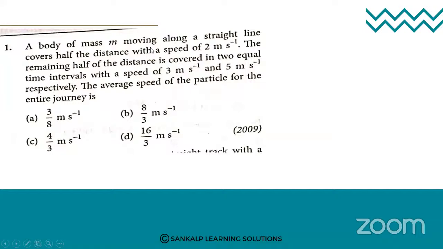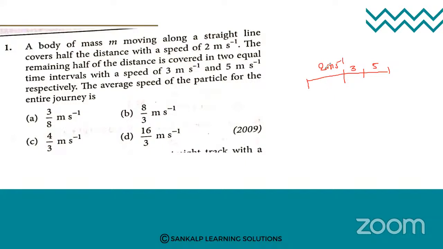Let's do this question. A body of mass m moving along a straight line covers half of the distance with a speed of 2 meter per second. The body is covering half the distance with a speed of 2 meter per second. The remaining half distance is covered in two equal intervals with a speed of 3 meter per second and 5 meter per second respectively. What is the average speed of the particle for the entire journey? So what is the average speed they are asking?